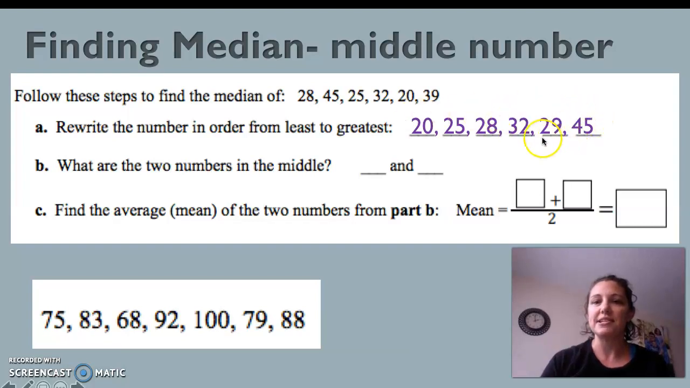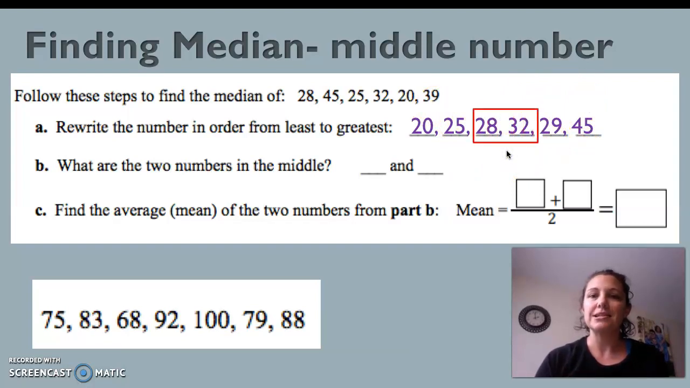Okay, I meant to fix this and I forgot. This should not be 29. That number is 39. It is in the right place, but I have a typo there. So let's pretend that that is a 3. 39, 45. Now I would go and cross off one from the left, one from the right, one from the left, one from the right, until we get to the middle.